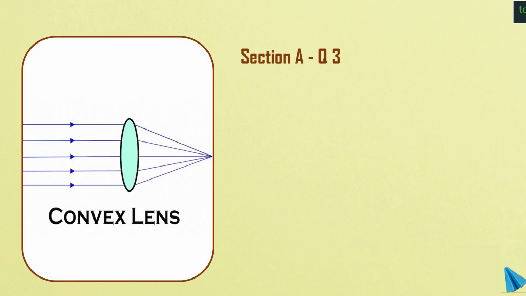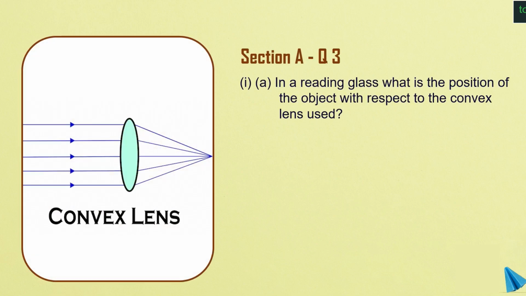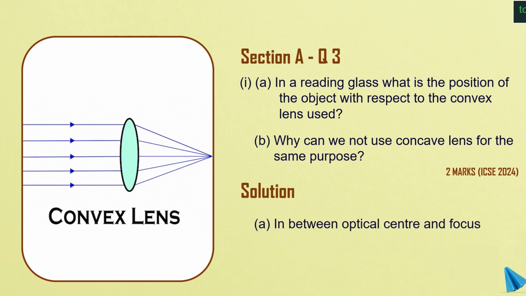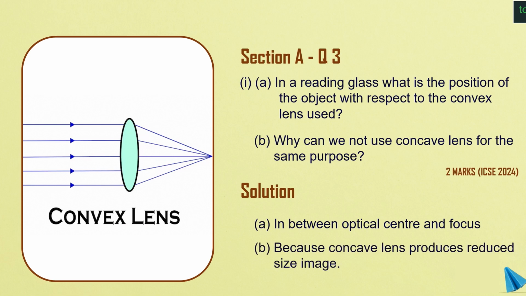Now we have question number 3 of section A. This is the first question. It says, in a reading glass, what is the position of the object with respect to the convex lens used? The second question says, why can we not use concave lens for the same purpose? Asked for 2 marks. So in between the optical center and focus is the position of the object with respect to the convex lens used. And for the second question, we have the convex lens produces reduced size image.